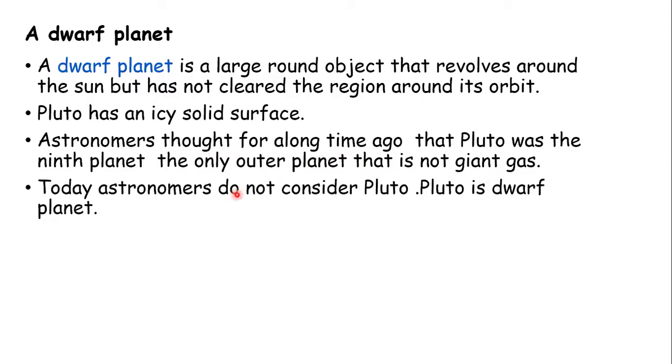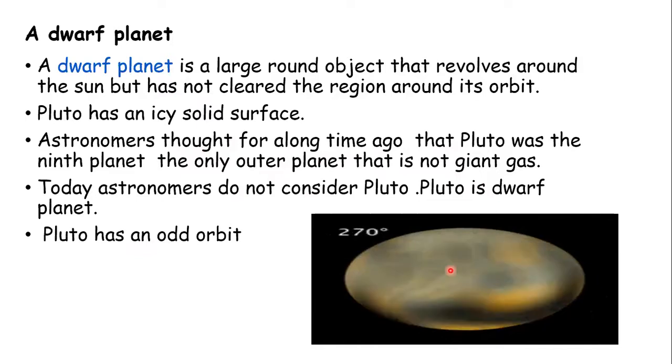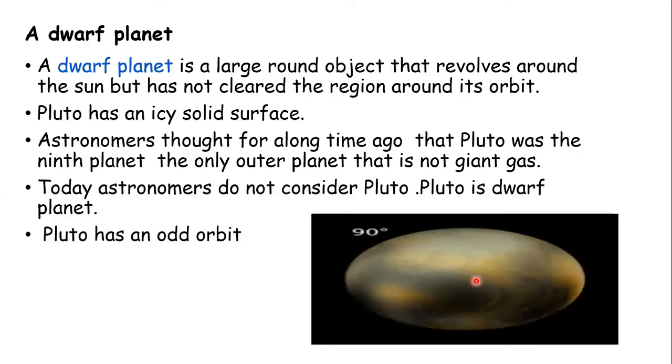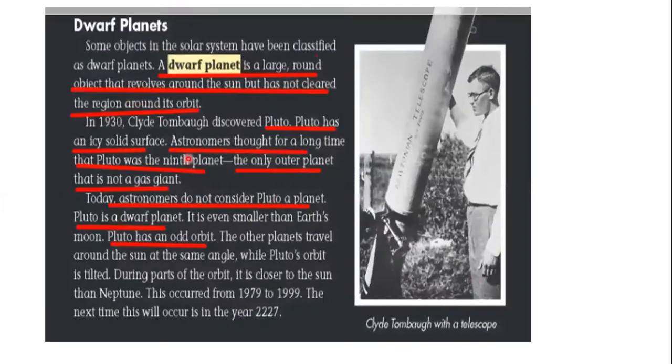Today, astronomers do not consider Pluto a planet. Pluto is a dwarf planet. Pluto has an odd orbit. This is Pluto. Pluto has an icy surface. It's not a giant gas like the outer planets. Now, some objects in the solar system have been classified as dwarf planets. What is the meaning of a dwarf planet? It is a large, round object that revolves around the sun, but has not cleared the region around its orbit.